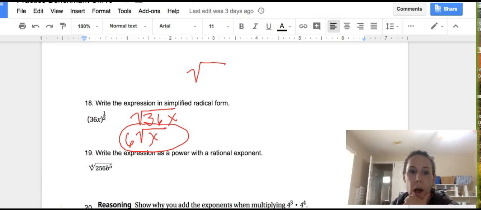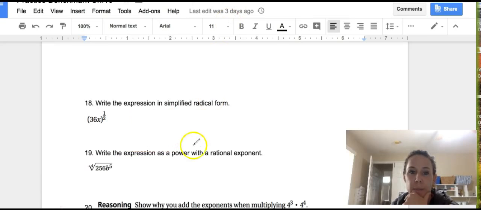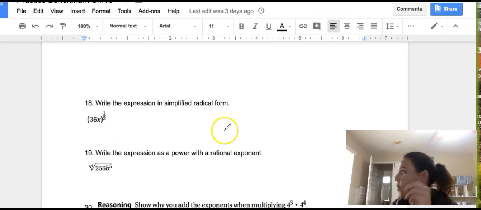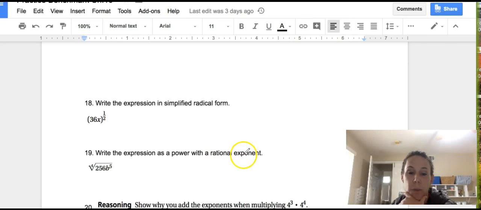All right, on to number 19. I need to write the expression as a power with a rational exponent. Rational means a fraction. Things that are rational can be written as a fraction. So this means your fractional exponent. And I always say it's rational because if I can write it as a fraction, it's rational. If I can't write it as a fraction, it's a decimal that goes on forever and doesn't repeat or terminate. That's irrational. It just goes on forever irrationally. But rational means I can be written as a fraction.